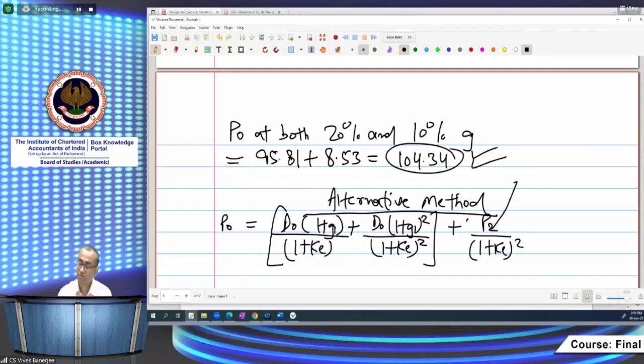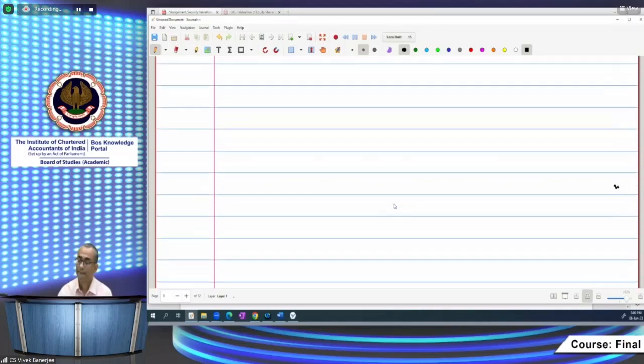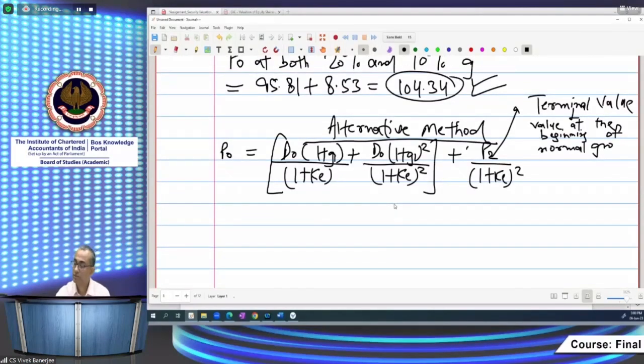So this P2 is also called the terminal value. What is the terminal value? Terminal value is the value at the beginning of the normal growth period.